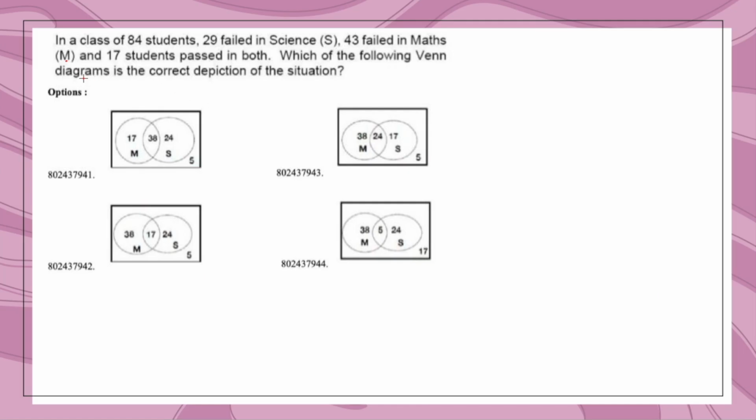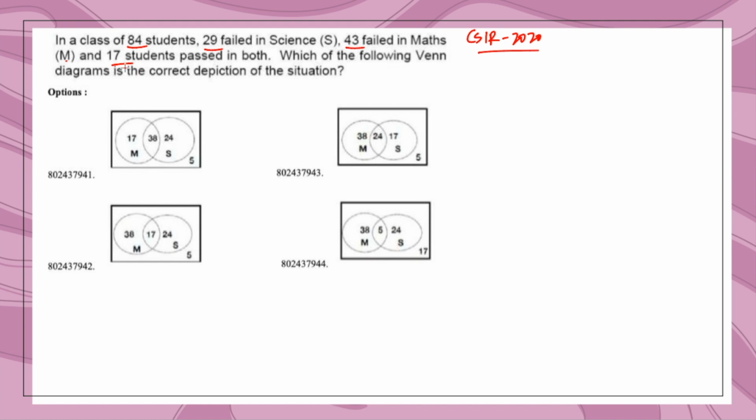Alright, so let's take this question which was asked in the CSIR 2020 exam. The question says that in a class of 84 students, 29 failed in science, 43 failed in maths, and 17 students passed in both the subjects. Which of the following Venn diagrams is the correct depiction of the situation? Right? So let's try to understand.